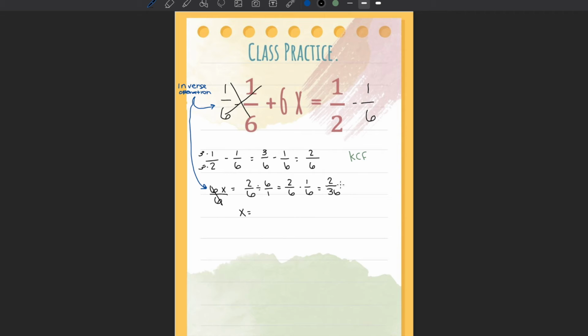And now we can simplify. I know that 2 goes into 2 and 36. 2 divided by 2 gives me 1, and 36 divided by 2 gives me 18, because we need to simplify our fraction. So x would equal 1/18.